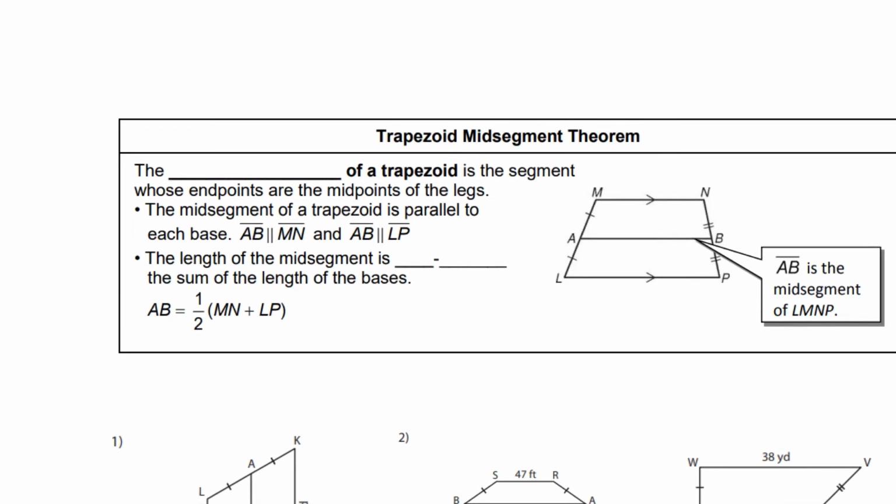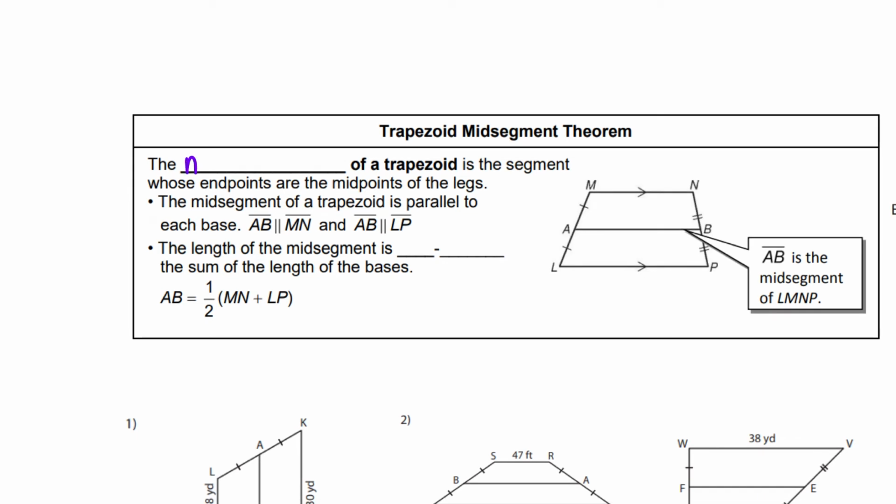So another thing about trapezoids is what we call the mid-segment. The mid-segment of a trapezoid is a segment whose endpoints are the midpoints of the legs. The length of the mid-segment is 1/2 the sum of the lengths of the bases.